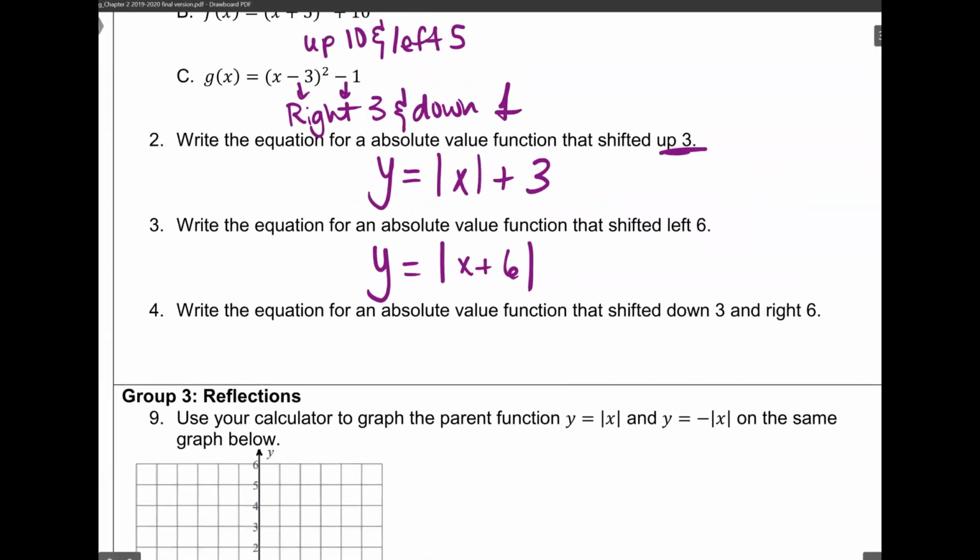All right, write the equation. Ooh, trick play. We got 2 at once. Absolute value, shifted down 3 and right 6. 2 transformations, 1 graph. Natalie, what do you think? It does y equals x minus or x plus 6, and then plus or down. So down 3 means minus 3. Right 6 means you put the minus 6 in.